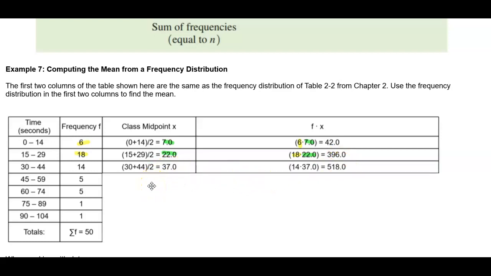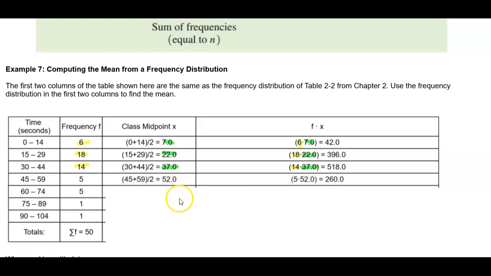Okay, next, we want to find the next class midpoint. So we're going to take 30 plus 44 divided by 2, which gives us 37.0. Then we're going to take the class frequency of 14 and multiply it by the midpoint, 37.0, to give us 518.0. Okay, next, we're going to find the next midpoint. 45 plus 59 divided by 2 gives us 52. Then we're going to take the class frequency, which is 5 for that class, and multiply it by the midpoint to give us 260.0.